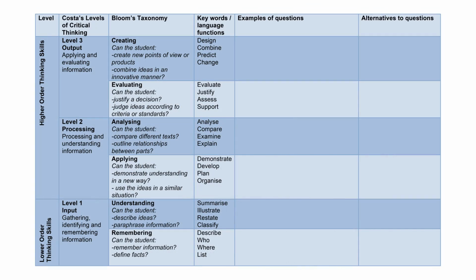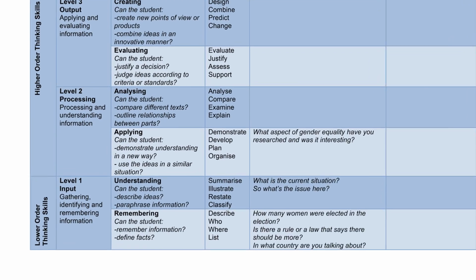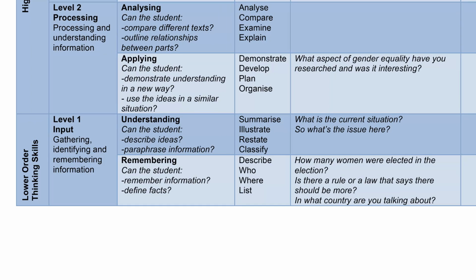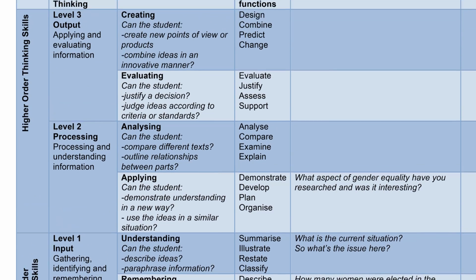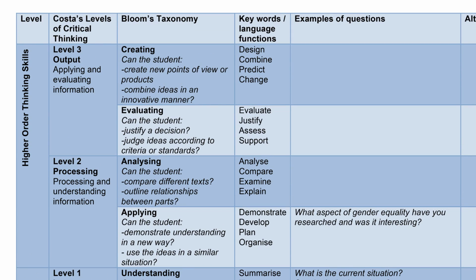As you can see, the questions used in the previous discussion fall in the range of lower order thinking skills, such as remembering and understanding, using Bloom's ideas, or level 1 or input, using Costa's ideas. Higher order thinking skills which relate to the requirements of the assessment involve skills such as processing, or what Bloom refers to as applying and analysing, and output, or evaluating and creating.